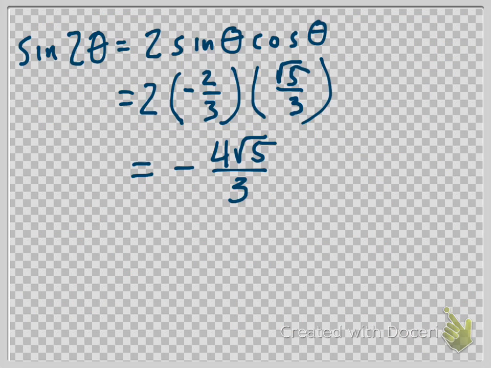So when we work out the sine double angle, it's simply a matter of using the formula and plugging in those numbers. Negative 2/3 for the sine, root 5 over 3 for the cosine, and multiply them all across, you get negative 4 root 5 over 9. Pretty easy. It's just a matter of making sure we plug the correct numbers in.